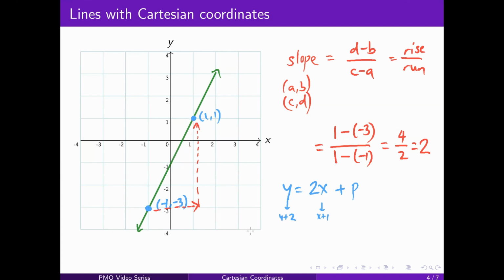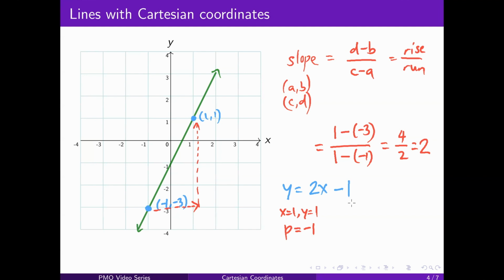All right, so now we just need to solve for p. And to do that, we can substitute either of the points. So you know that x equals 1, y equals 1 should satisfy this equation. And if you substitute, you will find that p equals -1. So therefore, the equation of the line must be y equals 2x minus 1. And this is how you would identify the equation of a line given any 2 points on that line.